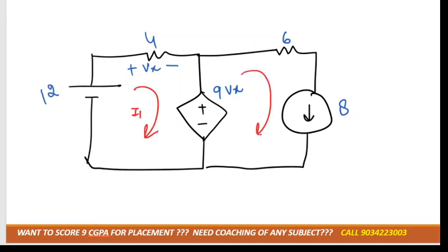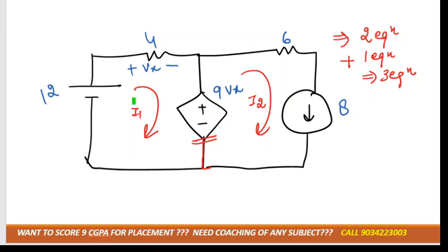Here one of the variables is I1 and another variable is I2. So I told you for two meshes we need two variables, and for two variables we need two equations. But there is one dependent source, that is an extra. So for a dependent source we have to make one extra equation. So in total we need to make how many equations? Three equations. If suppose in the question there are two dependent sources, we need to make two extra equations. Okay, understood?